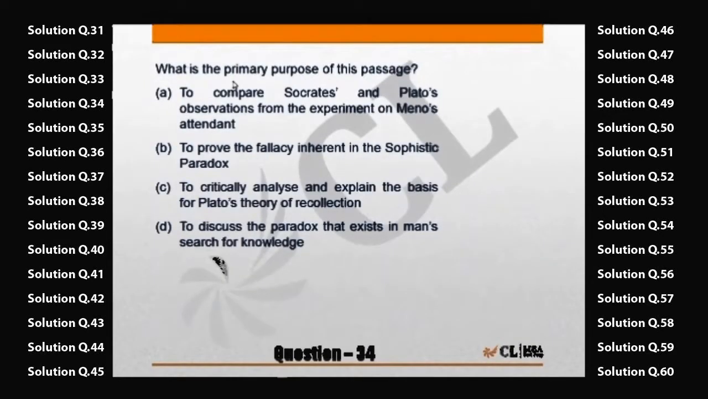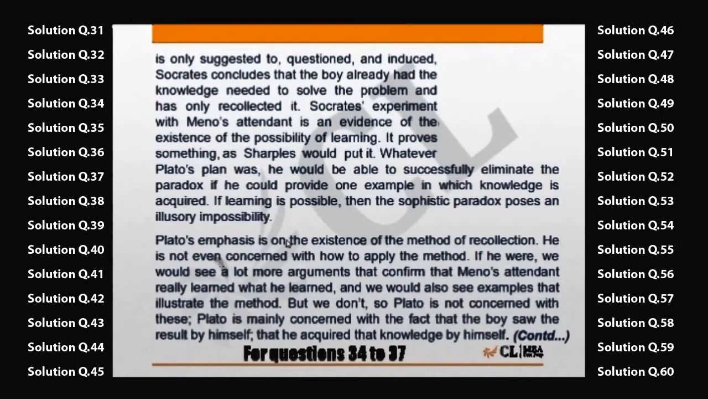Question 34. What is the primary purpose of the passage? Choice A, to compare Socrates and Plato's observation on the experiments of Meno's attendant, to prove the fallacy inherent in the sophist paradox. C, to critically analyze and explain the basis of Plato's theory of recollection. D, to discuss the paradox that exists in man's search for knowledge. Let's go back to the passage. In the beginning of the passage, it is very clearly mentioned what the purpose of this passage is.